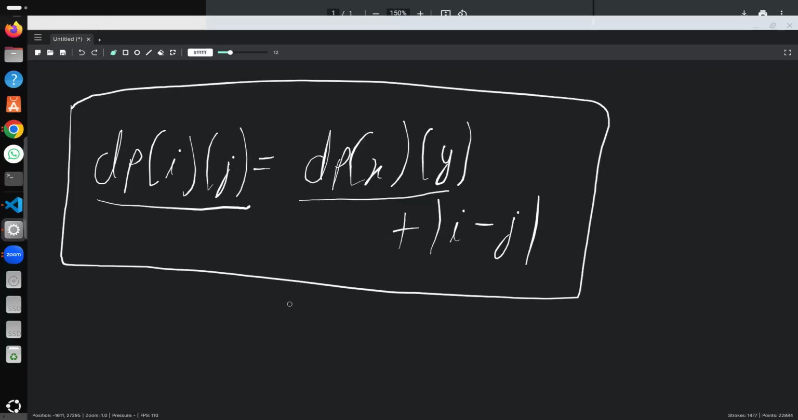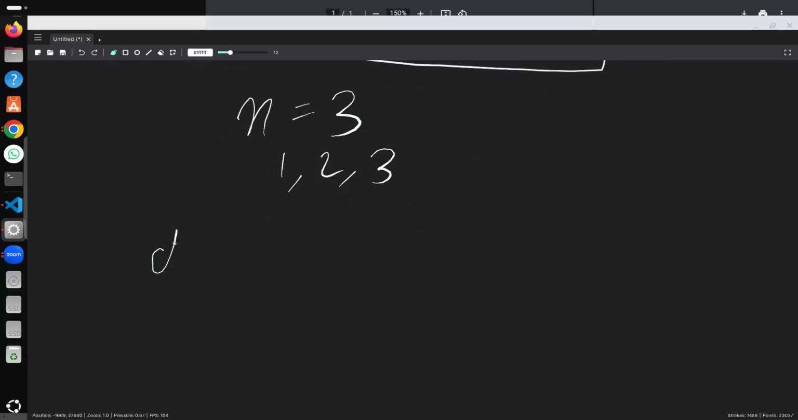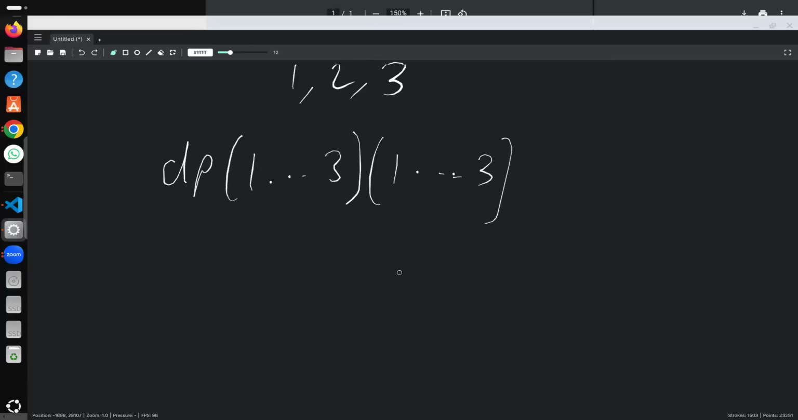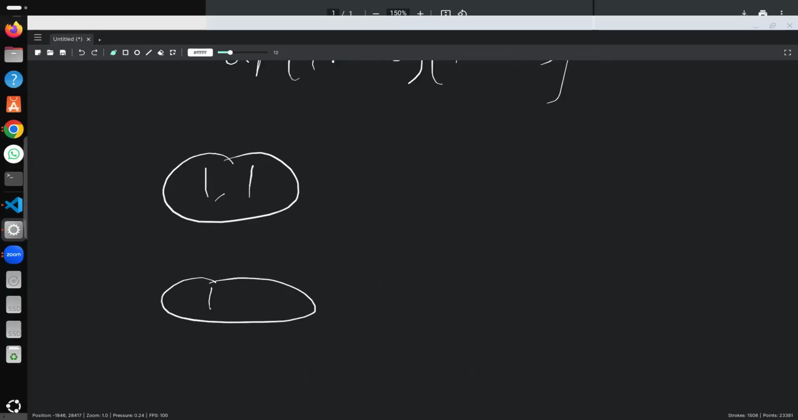Let me take an example, N equal to 3. So we have 1, 2, and 3 in both the graphs, right? So how many DP states are there? There are 9 DP states: i from 1 to 3, and j also from 1 to 3. So if you think of it as a graph with 9 nodes, then you can do that, right? So basically, node 1 is (1, 1), node 2 is (1, 2), node 3 is (1, 3).